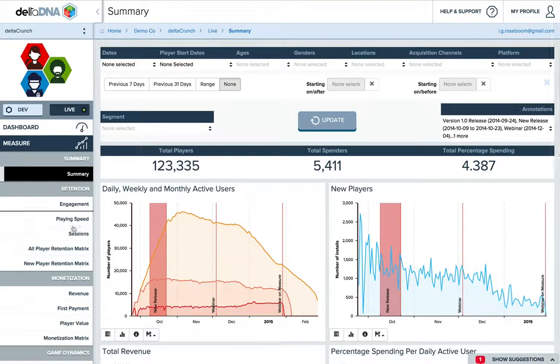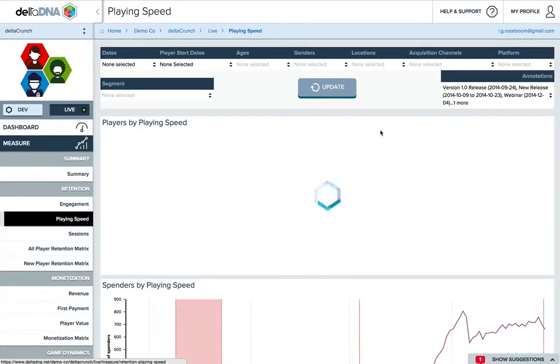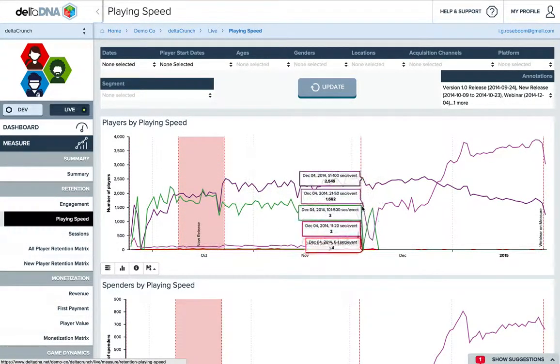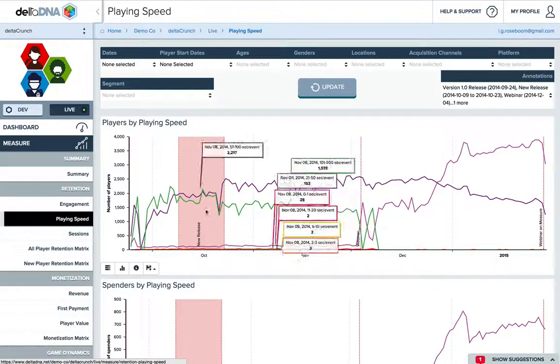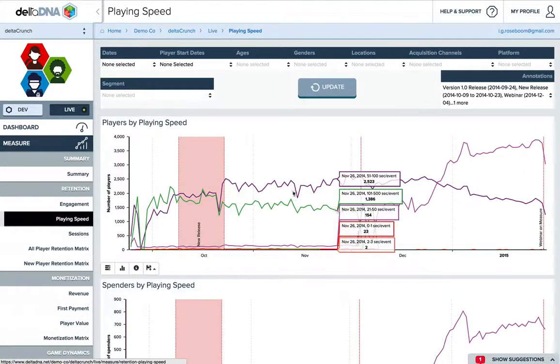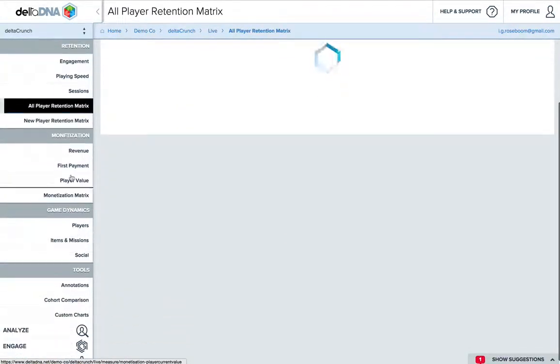So that could be if there's a release of a new version, or you started working with a new acquisition channel, or something like that. Yeah. So anything you like, really, any dates which are important to the game, you can make sure that you show on top of the charts so that you can compare periods that were meaningful. So that's annotations. Let's have a look at the cohort comparison.